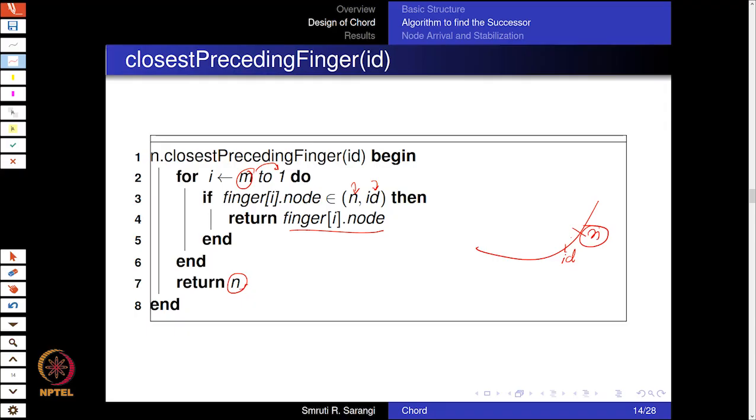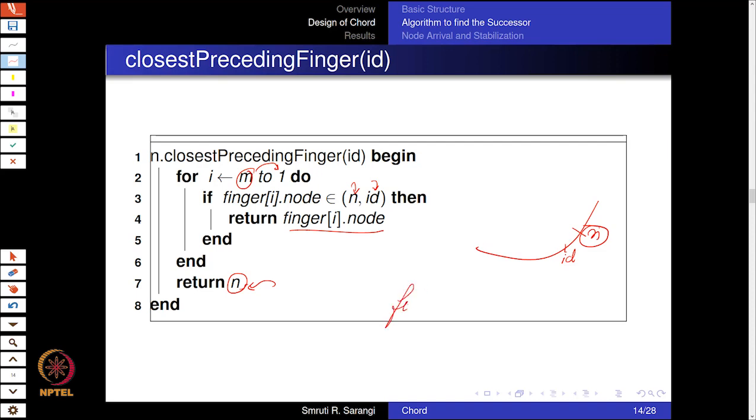So this is a very important operation, so I would request you to kindly go over this part of the video several times until you understand all of it, and particularly the special case which indicates that the finger nodes, all the finger nodes are after ID.